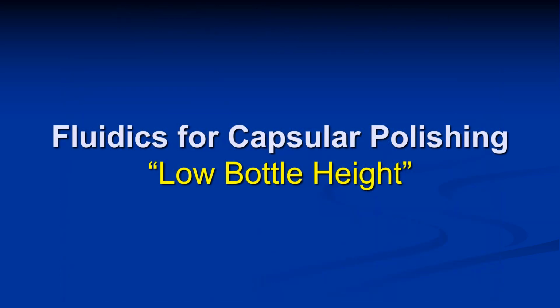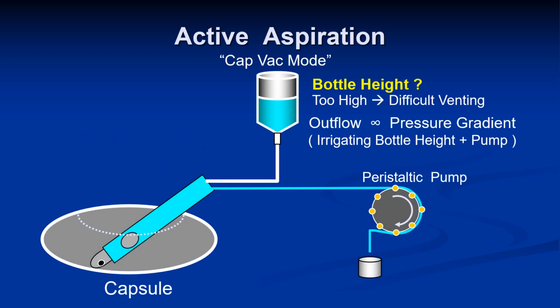PC rupture may occur during capsular polishing. Lowering the irrigation bottle height may lower the chance of rupture. In active aspiration, if the bottle height is too high, the true vacuum pressure will be higher than what we set, and the venting system may be impaired. When we aspirate the capsule and move, the capsule may break.